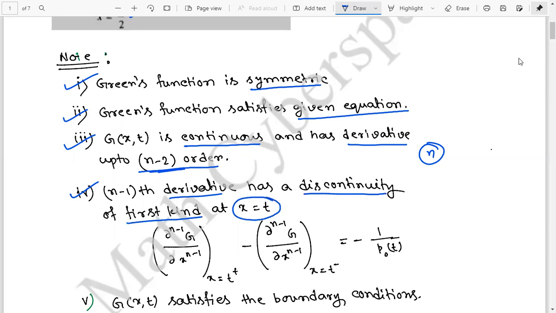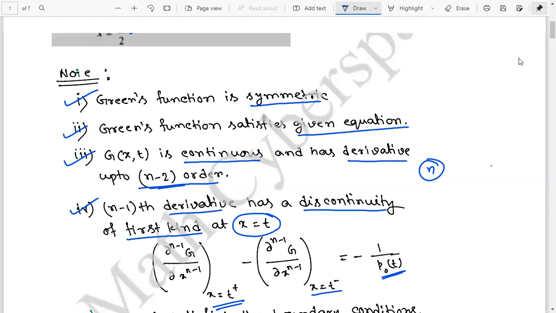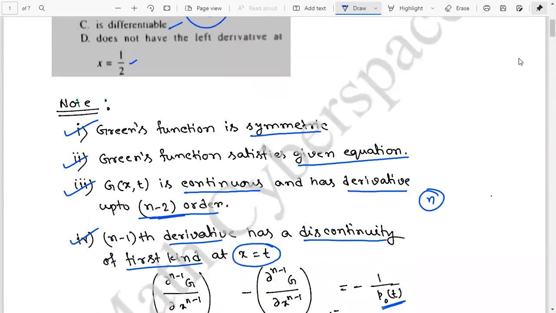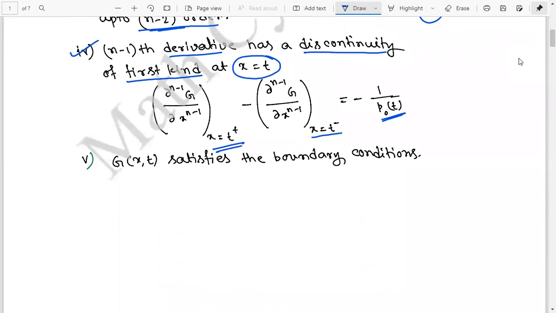That means the (n-1)th derivative of G with respect to x at x = t plus, minus the (n-1)th derivative at x = t minus, is equal to minus 1 by p0(t). And what is p0(t)? This is the coefficient of d2y/dx2, or you may call it the coefficient of the double derivative of the given differential equation. And number five, G(x, t) satisfies the boundary conditions.